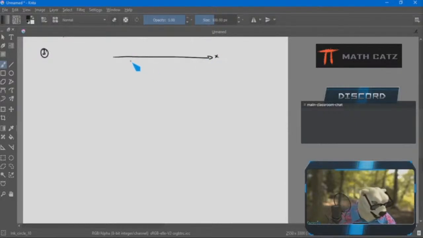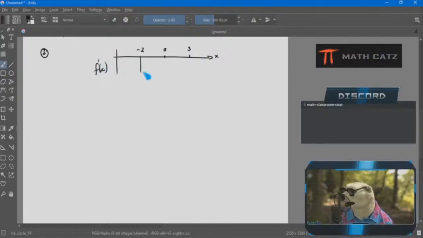Our number line is split up at -2, 0, and 3. Now I don't see all the components, but they combine to give me the first derivative as positive in this interval, negative, positive, negative. And then they tell me the derivative at -2 is 0. Derivative at 3 is 0. And the derivative at 0 is undefined.